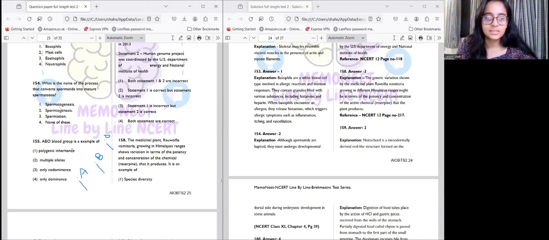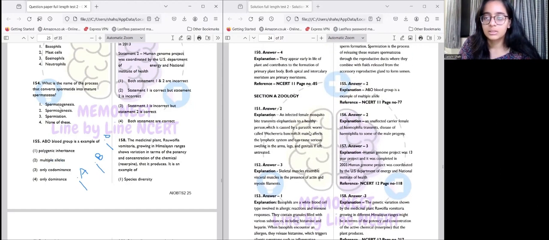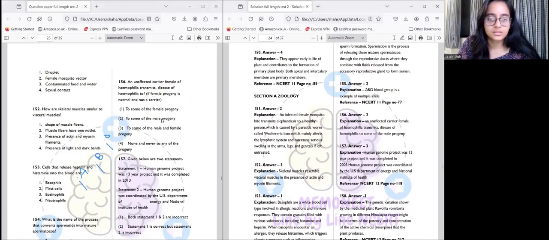So the correct answer as per the statements mentioned is multiple alleles, because they're not saying that it shows only multiple allelism. It shows multiple allelism. That is correct. So it's a slightly different play of words as we've seen in the previous question. So the correct answer for question 155 is answer number 2. Yeah. Now, next question. Let me just erase this out.